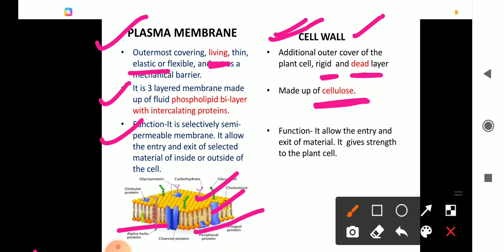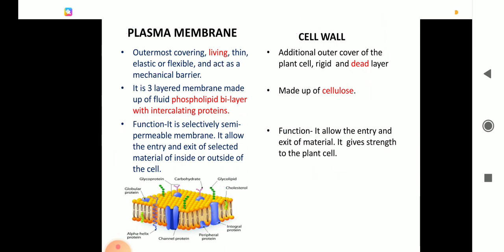और अब जब वो मटेरियल बाहर जा सकते हैं तो इम्पोर्टेंट मटेरियल या those which are good for the cell, या जो सेल को चाहिए वो भी तो बाहर जा सकते थे, but this acts as a guard and it allows exit and entry selectively, right? Next is what is the function of cell wall, and as I told you already, it allows the entry and exit of the material and gives strength to the plant cell, right?